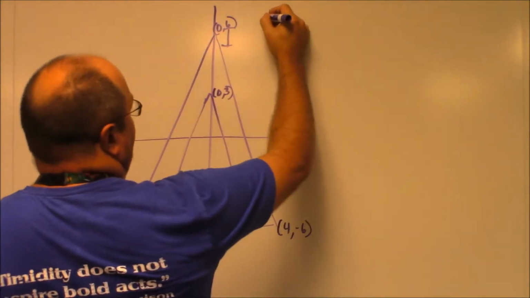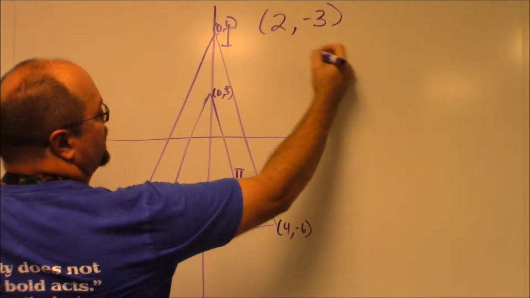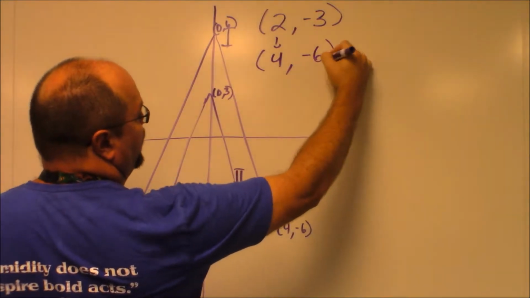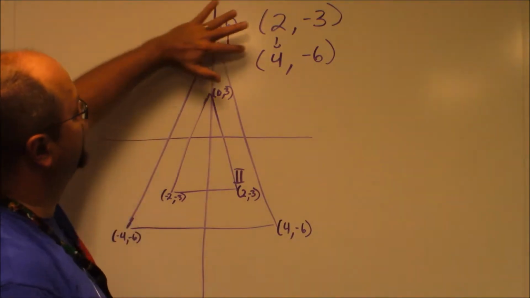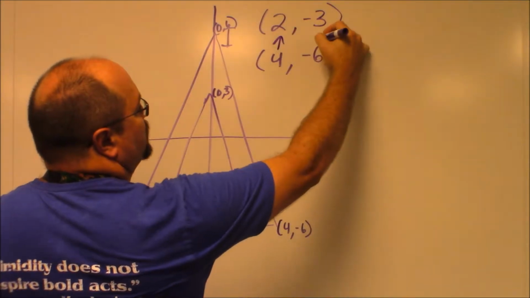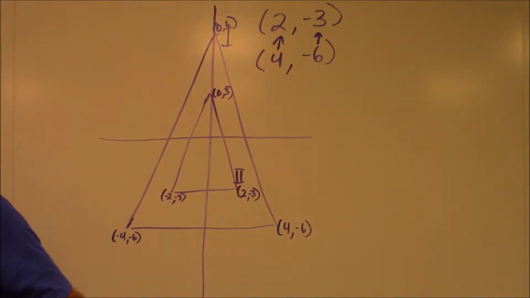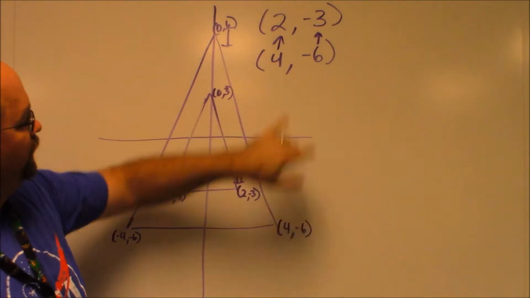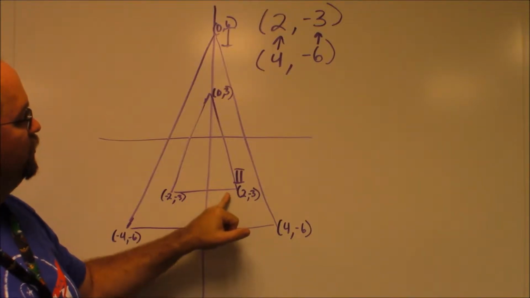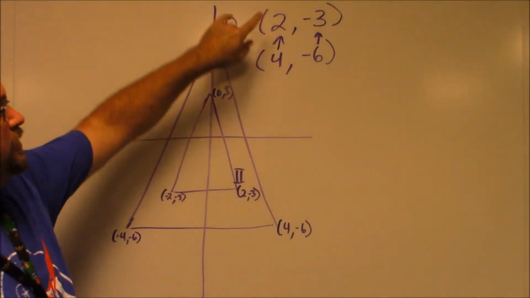So the question is, how do I get from this to this? Or excuse me, let's go the other way. Remember, we're going from triangle 1 to triangle 2. How do I get from 4, -6, which is this corner down here on triangle 1, to 2, -3? How do I get from this point to this point?